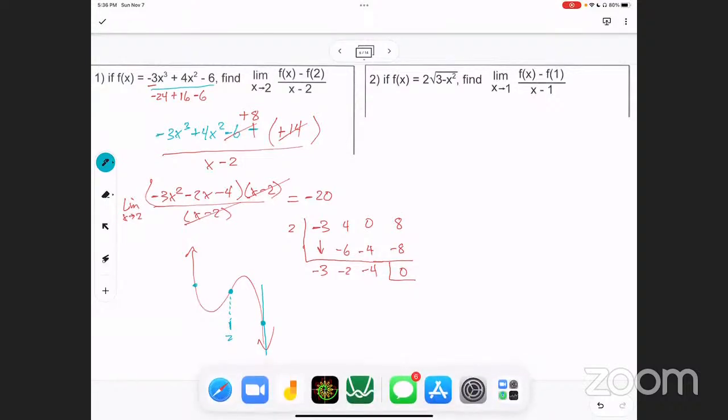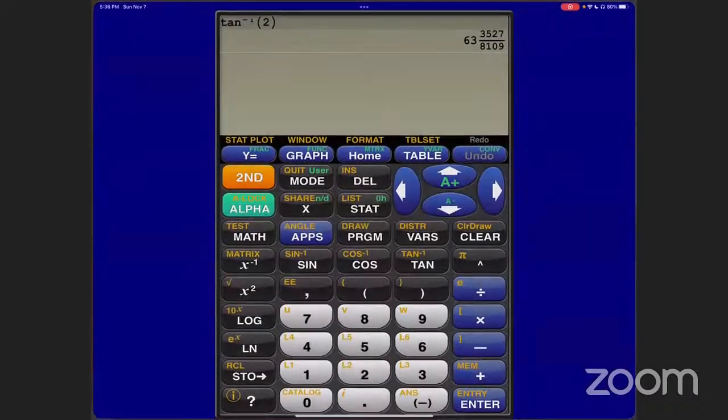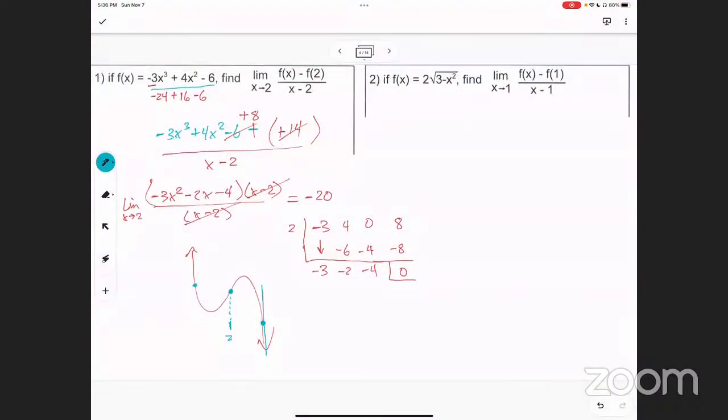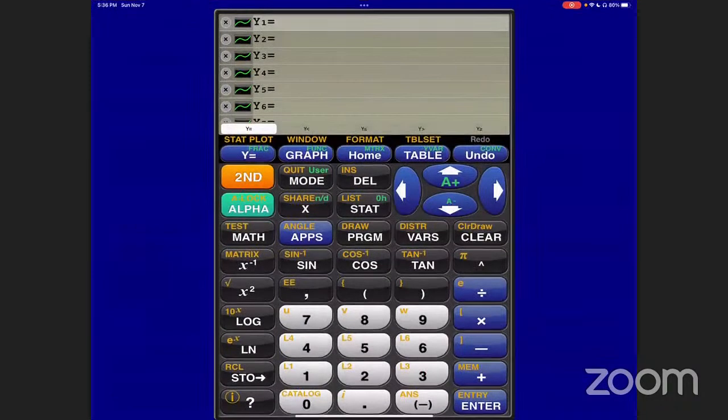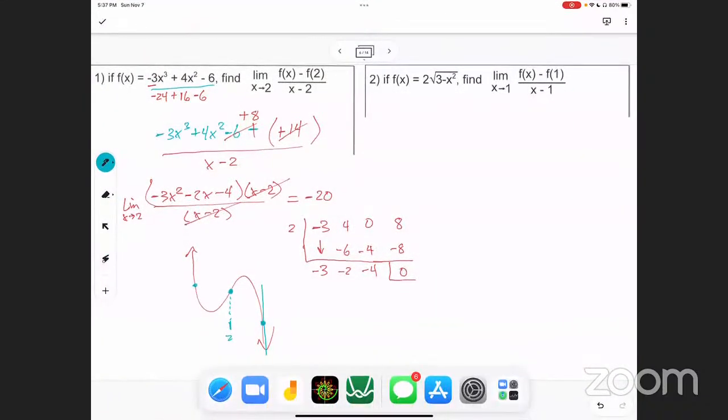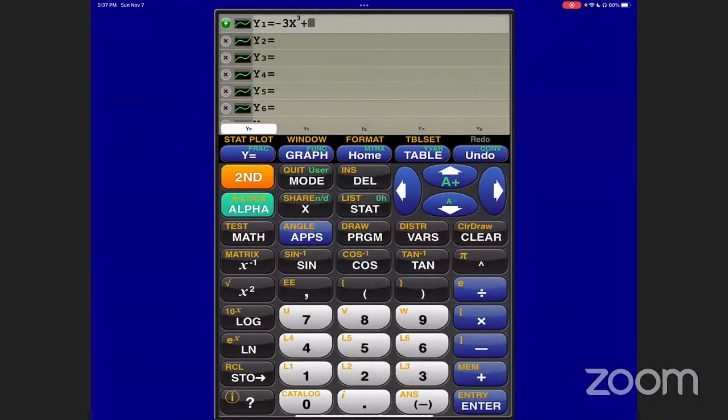In fact, if we wanted to read off what that equation is again. What was the equation they gave me? Sorry. That's okay. I can't see it. -3x cubed. I can't remember it either. I can find it. Plus 4x squared minus 6.